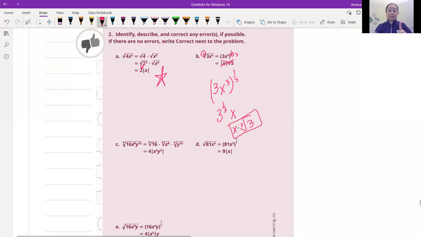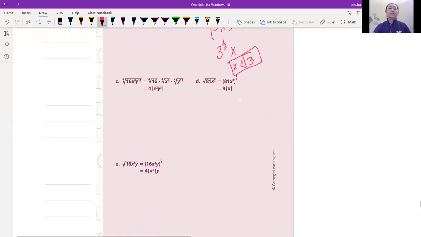And oh, do we need absolute values? No, because we're using cube roots, which can't be negative. So we're good with that. All right. So far, one wrong problem, one right problem. So let's take a look at C.